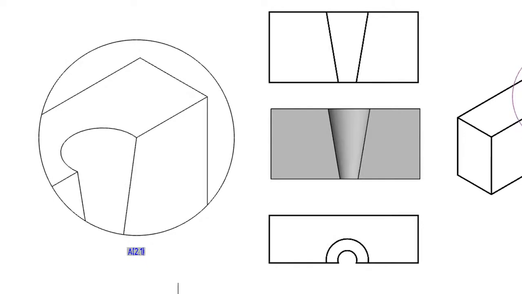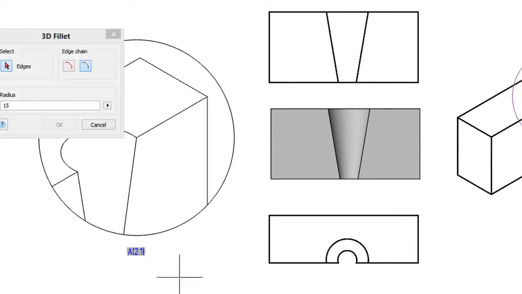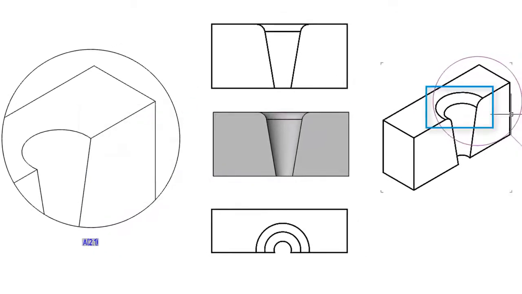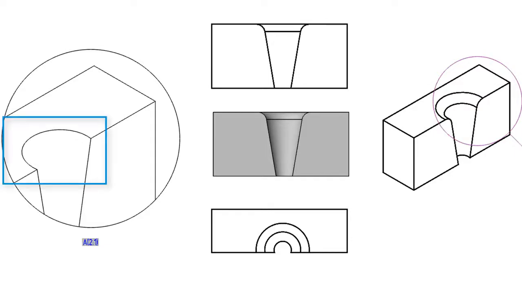Now let's make a change to the 3D model, such as creating a 3D fillet. I'm going to choose this top edge, click OK, and in the 2D views it's updated. Now I enter the MC Regen command. The detail view is also updated.